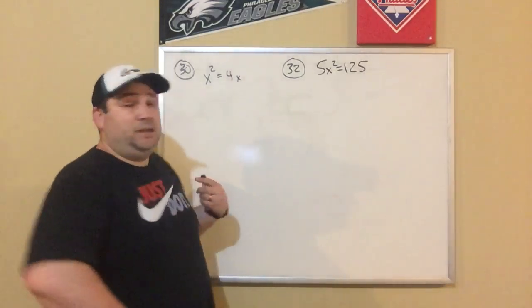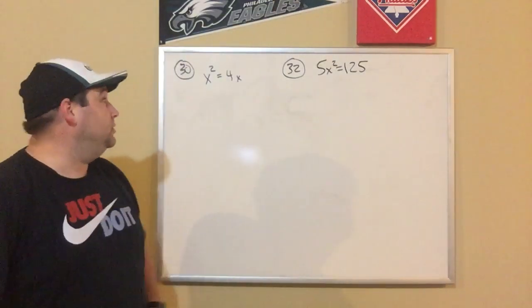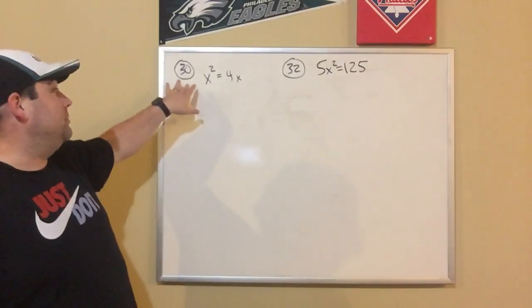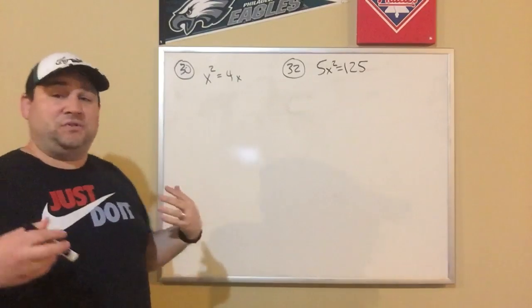Okay, here's numbers 30 and 32 from the review on quadratics. So we've got two different equations. Let's start with number 30. 30 is x squared equals 4x.